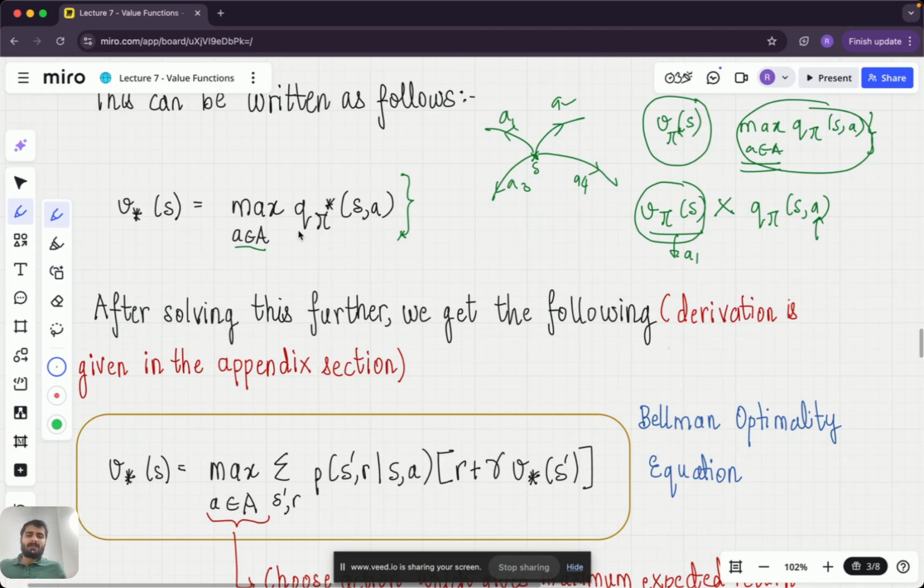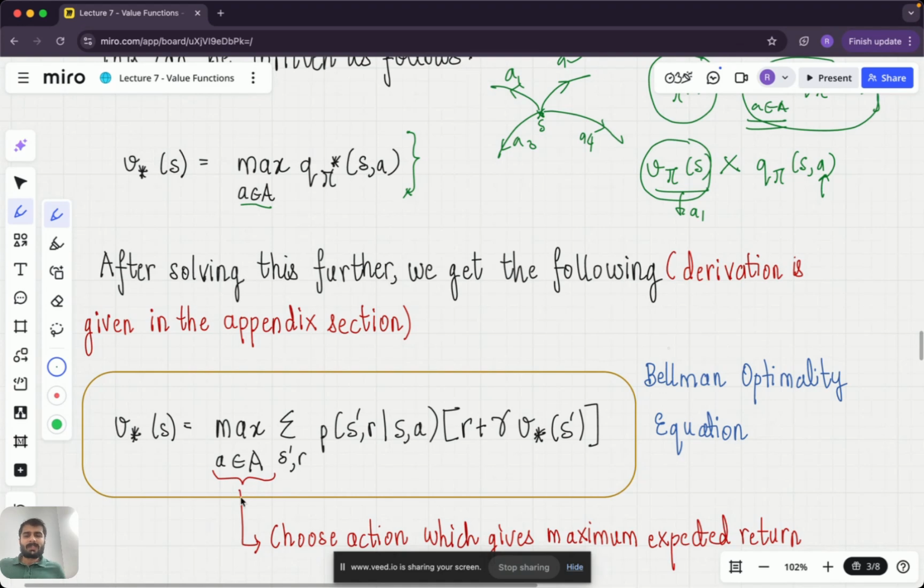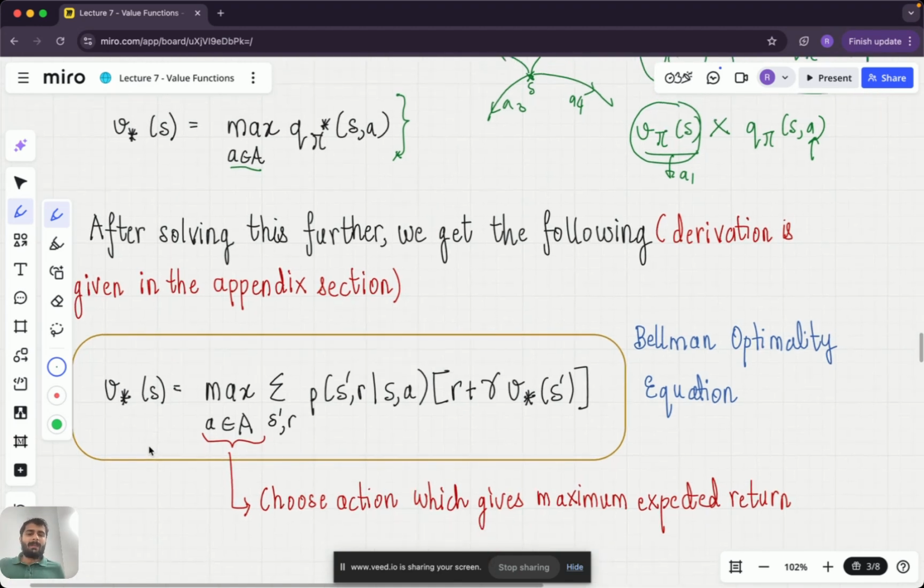And if you expand this, you will get an equation which looks like this. This equation says that the optimal value function for a specific state is again dependent on the optimal value functions for the next possible state. But remember, there is one specific term here which is missing compared to the Bellman equation which we saw before, and that term is pi of a given s. The reason this term is missing is because we are calculating an action which gives us the maximum expected return.